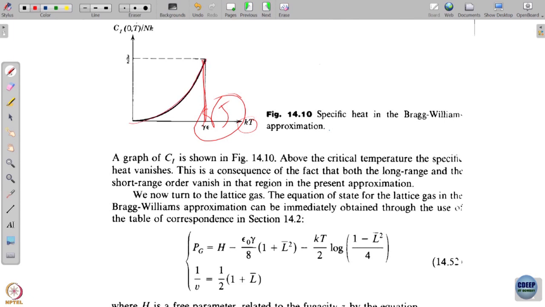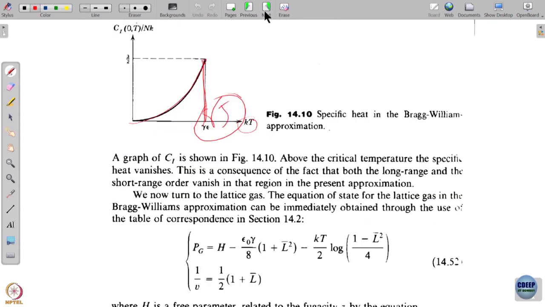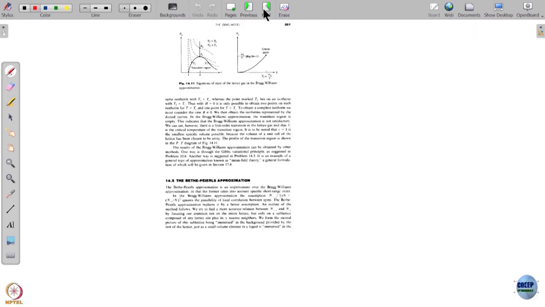Then similarly one can go to the lattice gas. This solution comes from the solution here, you can figure it out. What we just described on the previous page, similar behavior you get in the lattice gas, with very similar equations. A table of correspondence is given, and it is exactly the same: one model maps into the other model, and the predictions are exactly the same. The same will be true for the binary alloy.